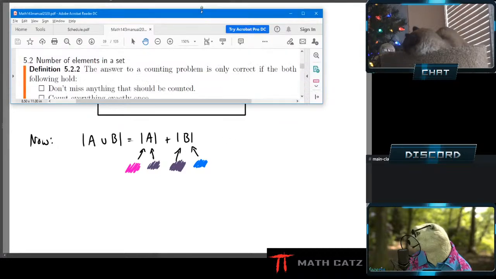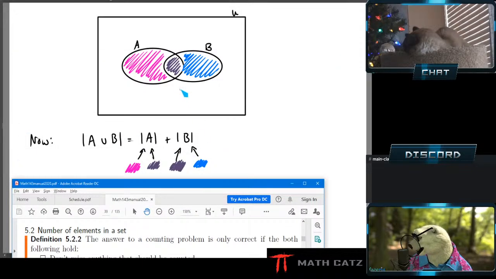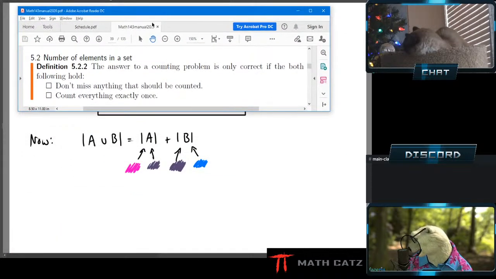Am I doing that? Well, yes, because when I consider A union B, it is colored when I throw everything together. Everything has a color. Everything is considered. So I'm certainly counting everything that should be counted. I'm not missing out on anything. Good. That's the first goal.